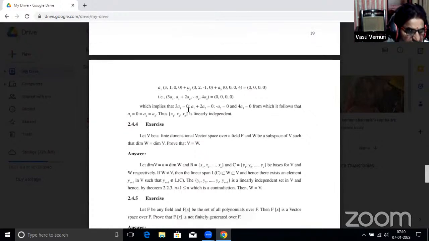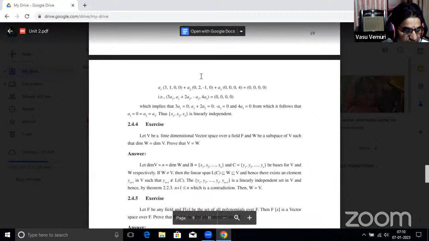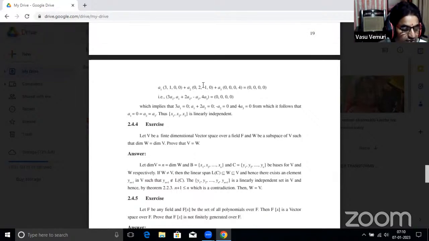In the same manner, there is another method. The given vectors must be arranged in matrix form: first row (3, 1, 0, 0), second row (0, 2, -1, 0), third row (0, 0, 0, 4), whether row-wise or column-wise. Now find the determinant of the matrix, the mod A. This is a 3 by 4 matrix, because there are 3 rows and 4 columns, so the order of the matrix is 3 by 4.